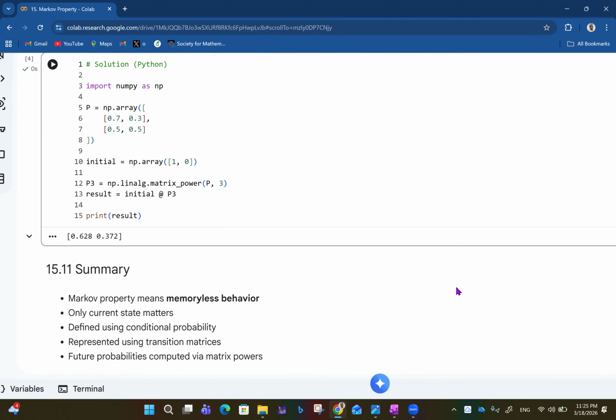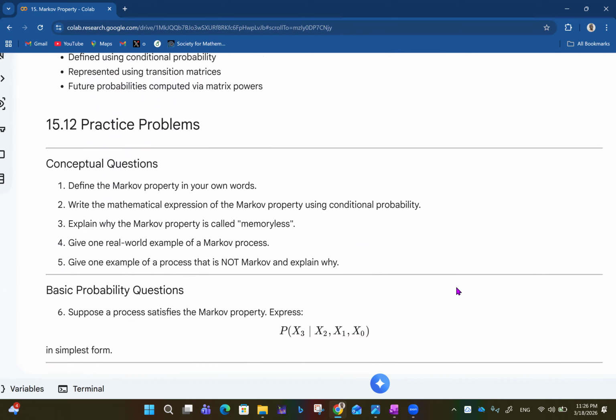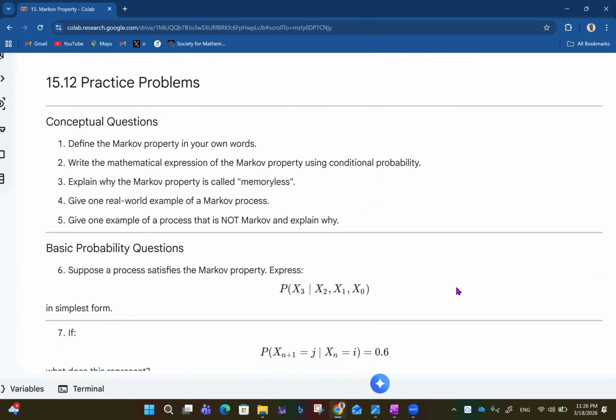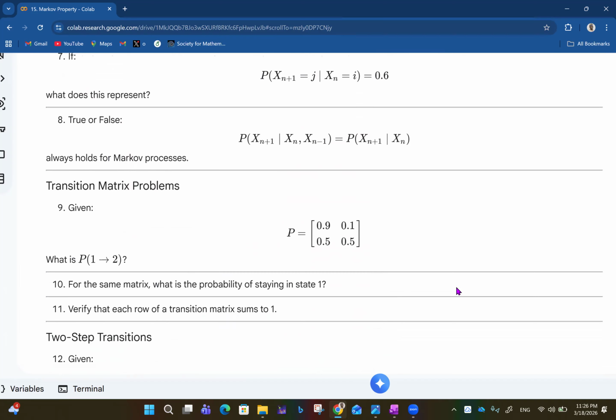With this, I come to the end of this interesting video about the Markov property, which tells us that the current state determines the next state. The states before the current state do not matter in determining the next state. That's why it is called memoryless, right? So try your hands on the questions, of course, and see how well you get the gist.